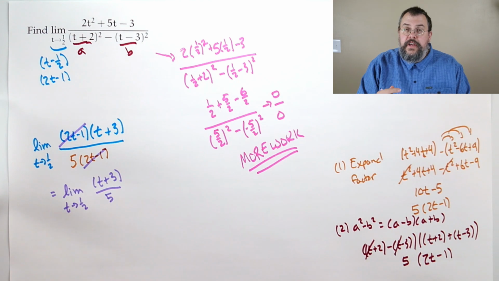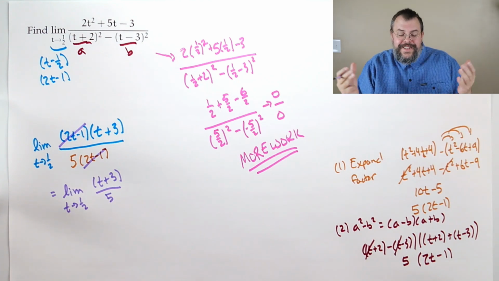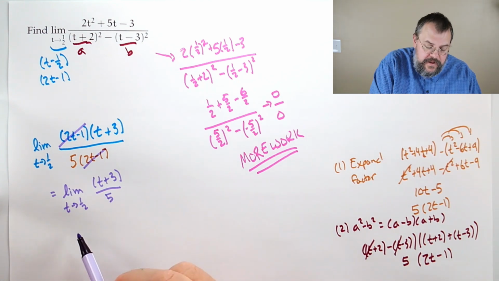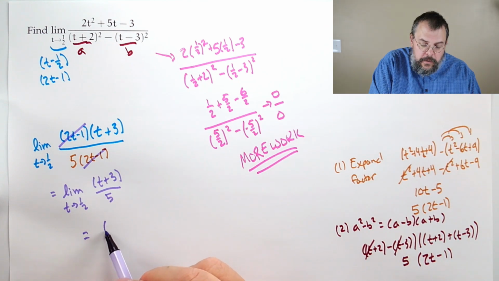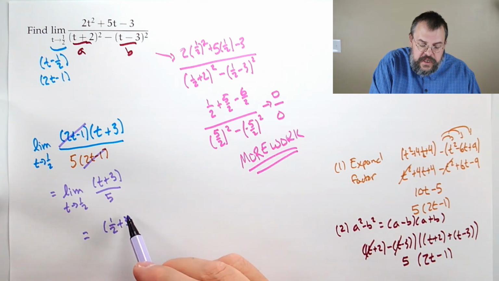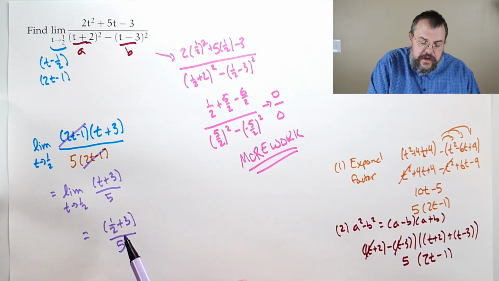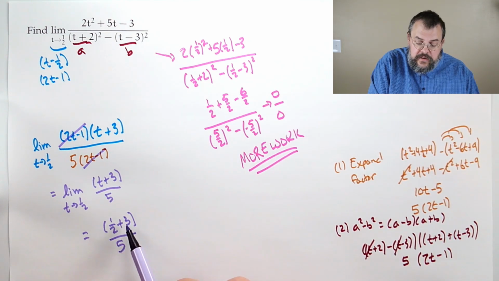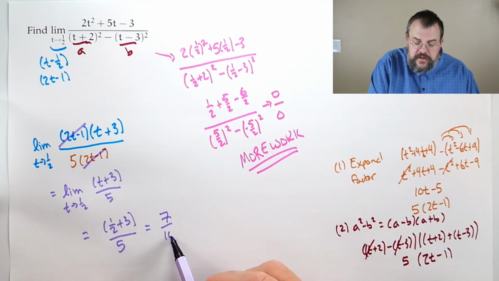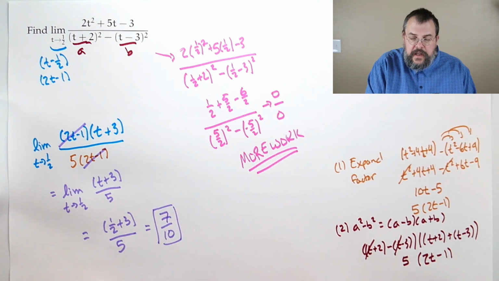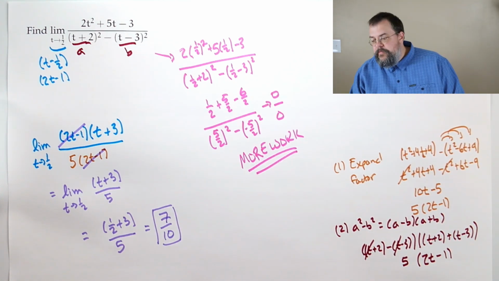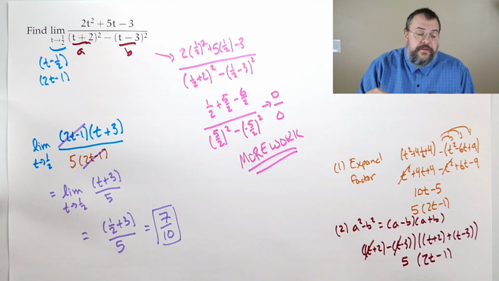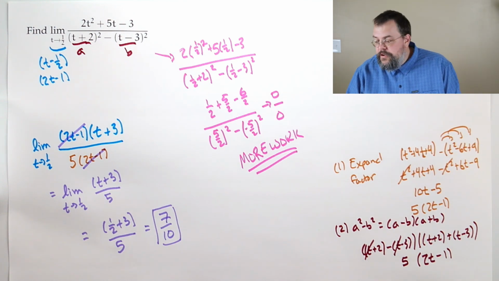And now we say, wait, this is a polynomial. Let's just plug in a half. So we get 1/2 plus 3 over 5. Now a half plus 3 is really 7 halves, right? Because this is 6 halves plus a half. And then divide that by 5. So if you clean it up, you get 7/10. And that's our answer.